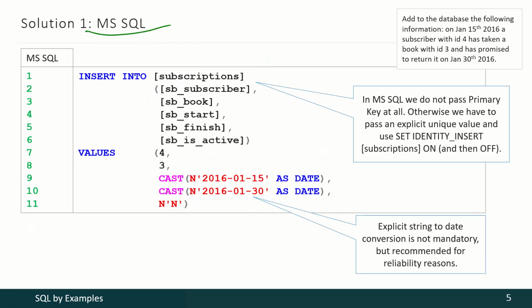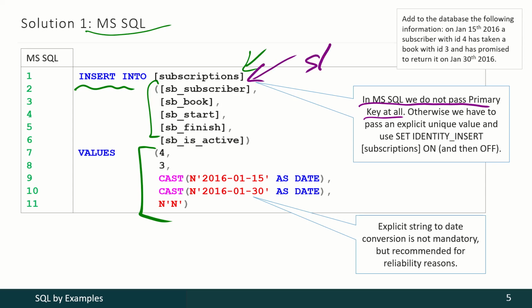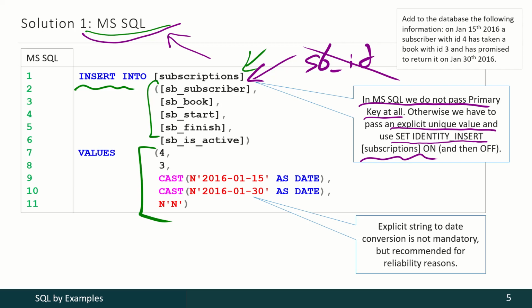For Microsoft SQL Server we also use insert into operator, we name the table, we list the fields, we list the values, but there is some difference. Here we do not pass primary key at all. You may easily see that there is no SB ID field here. That's because in Microsoft SQL Server this field is an identity field. And we may either allow the DBMS to handle that field itself, or we may allow the insertion of values to identity fields on some table, and then we have to use explicit values here.